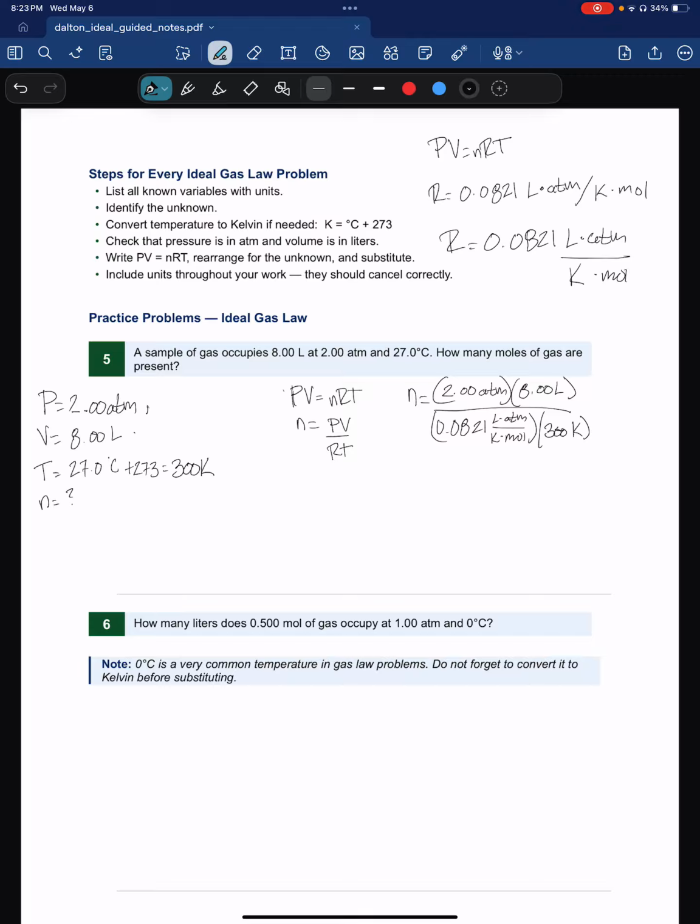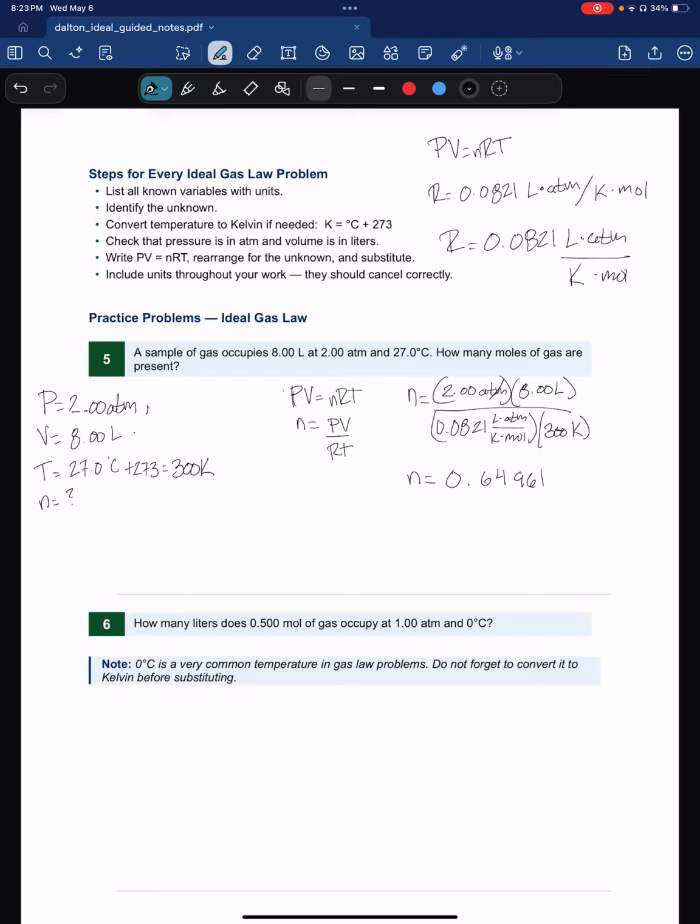Now we can go ahead and grab our calculator. 2 times 8 divided by 0.0821 divided by 300. All right. So what I got was 0.64961.